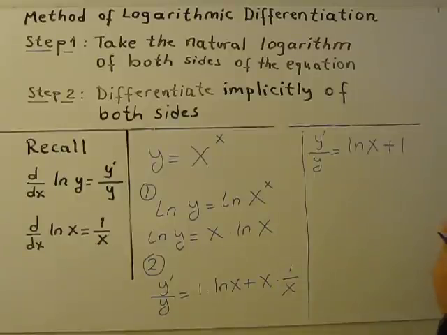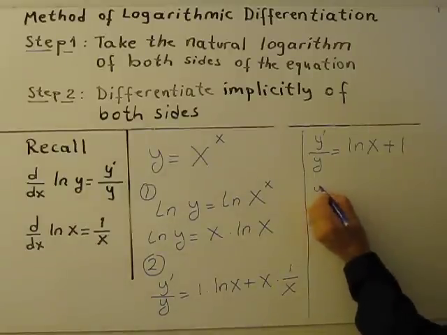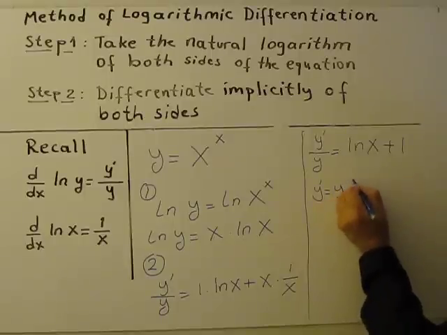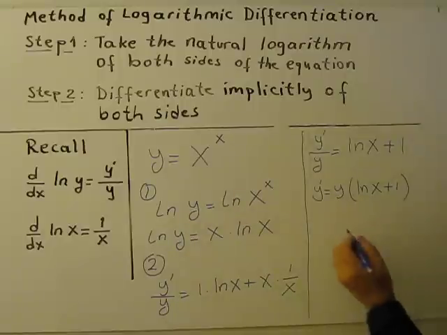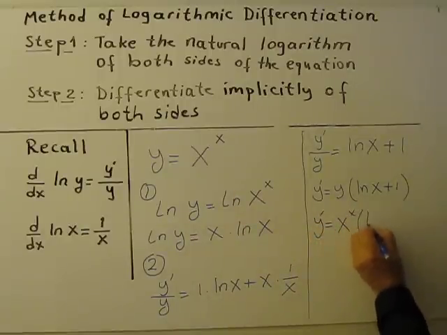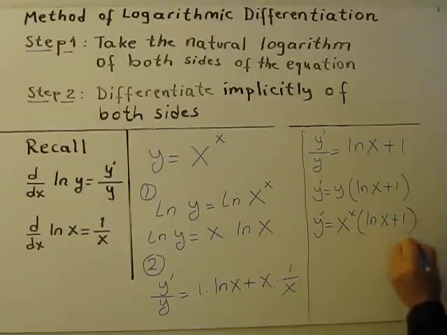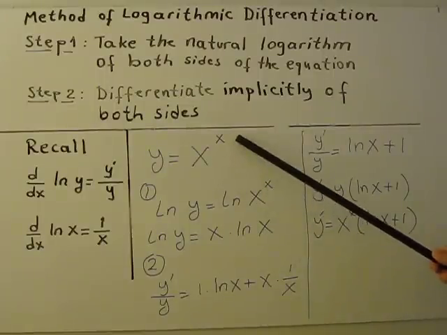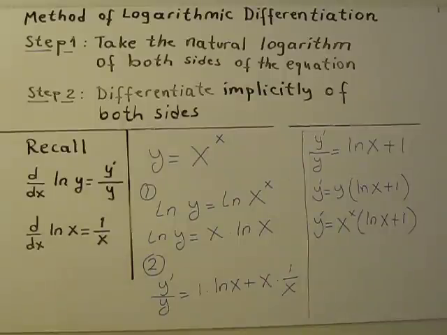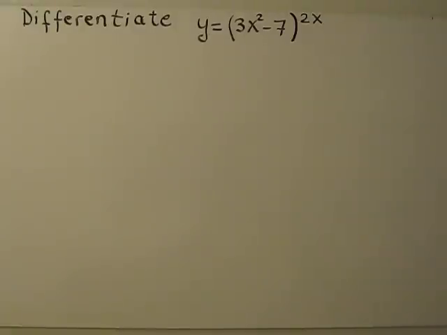If I multiply both sides by y, I get y prime equals y times ln of x plus 1. So y is this one, so I replace y by x to the power x, times ln of x plus 1. So the derivative of this function is finished. As I repeat again, because base and exponent are variable, we have to use the method of logarithmic differentiation. I am going to give another example.